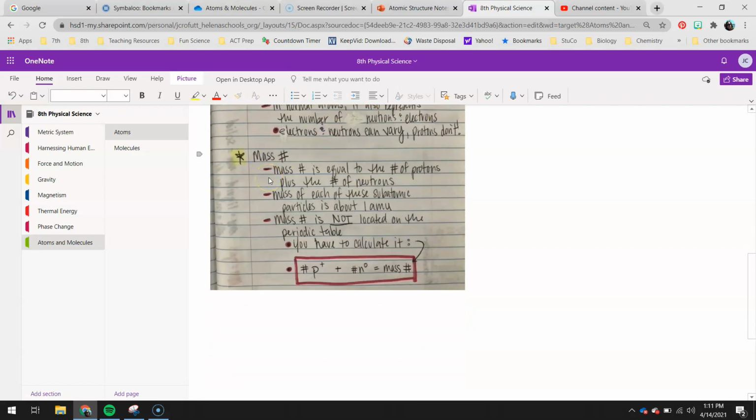Your mass number is equal to the number of protons plus the number of neutrons. Again, remember, we don't add electrons into that because they're so small that they don't really have a mass. They don't contribute to the size of an atom at all. So if you were asked to find the mass number, you are adding up the number of protons and the number of neutrons. The mass of each of these subatomic particles is about 1 AMU. Mass number is not located on the periodic table. You have to calculate it. And again, here's that formula: number of protons, notice how the protons have a little positive charge, plus the number of neutrons, that 0 indicates a neutral charge or no charge, is equal to the mass number.